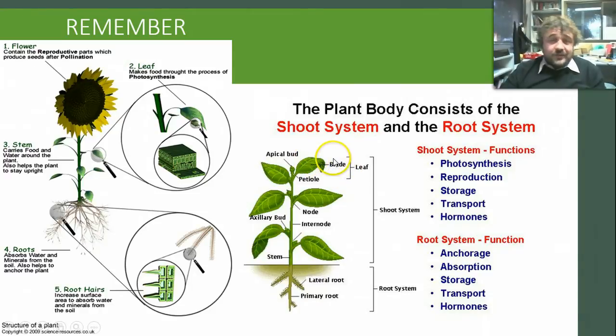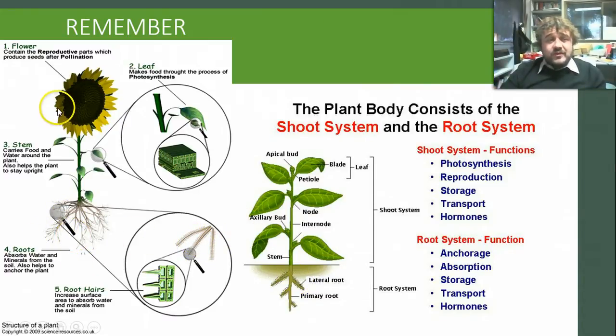Essentially, you've got the shoot system and the root system. So the shoot system is everything pretty much above the ground. You've got the petioles here, the blade of the leaf, and they make up the leaf together. You've got the apical bud, the bud at the top. Your little axillary buds coming off here, nodes where it joins, internode, which is in between, and this all makes up the stem. That's your shoot system. So it's shooting above the ground. Your root system has the lateral root, the primary root, and it has all these little hairs off the side here. So what do they do?